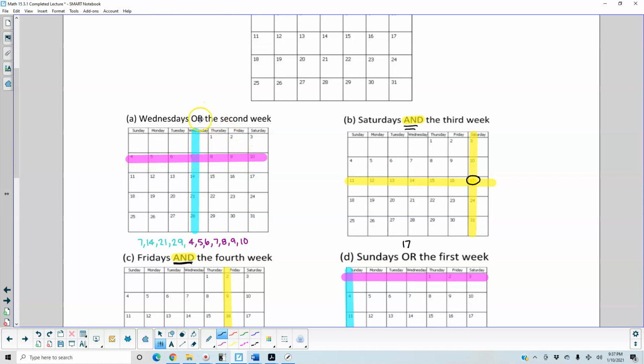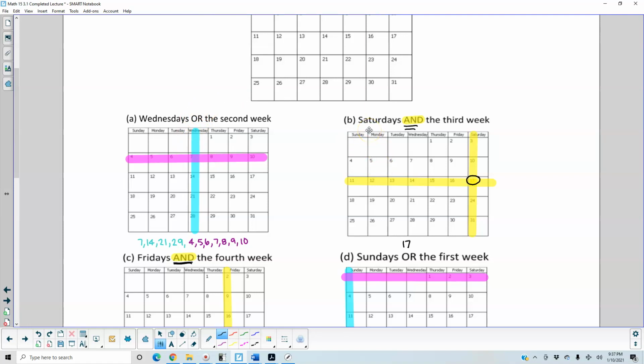So when we use the or statement, that means they're all going to be included. So for the Wednesdays, we have 7, 14, 21, 29. And then we have 4, 5, 6, 7, 8, 9, and 10. Now we only need to include the 7 once because we've already included it. But all of them together would then be referred to by the or statement here.